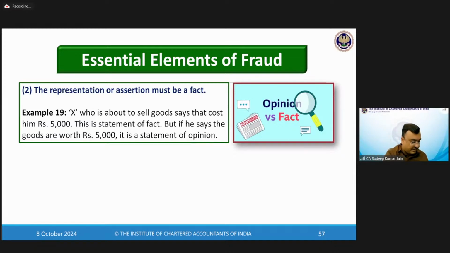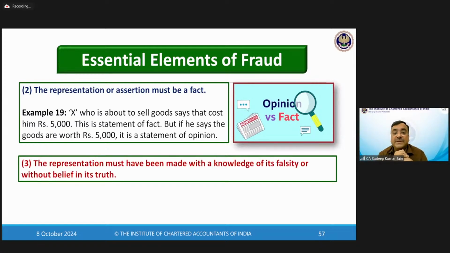And in case of opinion, there is no fraud. Example number 19 says, X who is about to sell goods says that they cost him rupees 5,000. This is a statement of fact. But if he says the goods are worth 5,000, it is a statement of opinion. ये 5,000 रुपए का है, ये fact. ये 5,000 का होगा, ओपिनियन. So please note, there is fraud only in case of false fact, not false opinion.